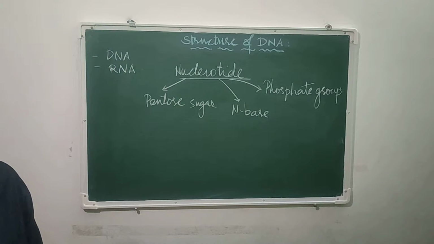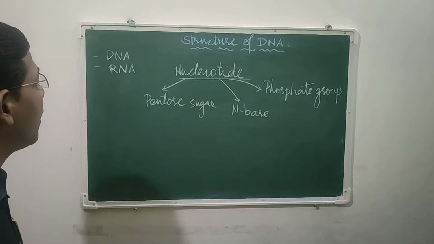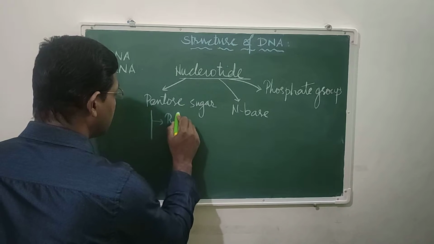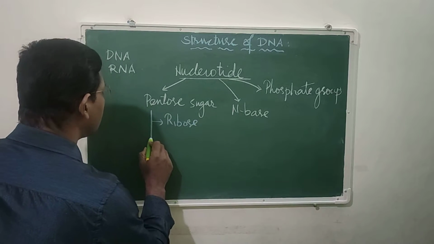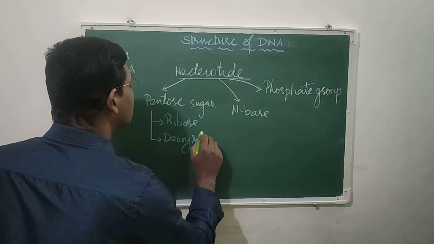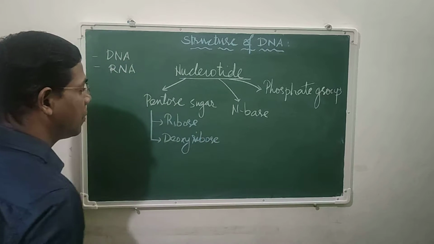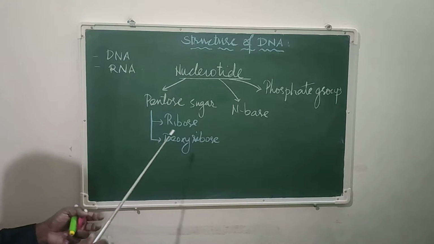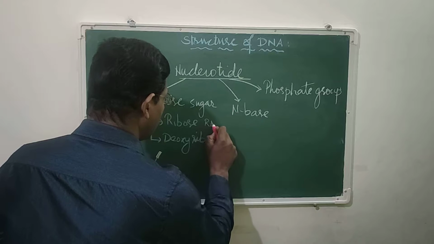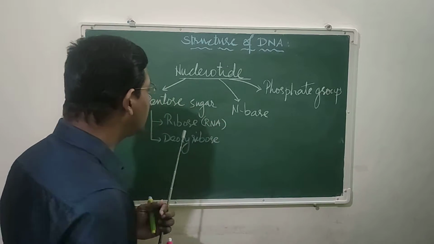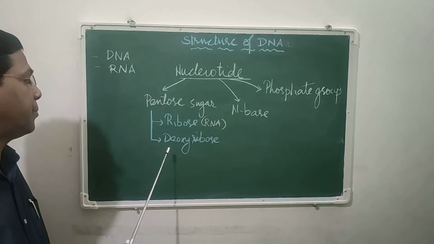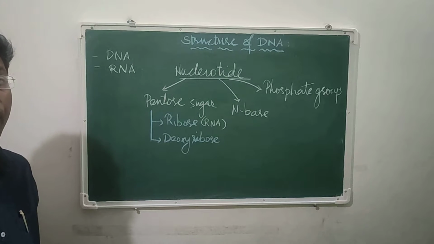The pentose sugars present in the nucleic acids, DNA or RNA, are mainly two: ribose or deoxyribose. Ribose is seen in RNA. The pentose sugar present in RNA is ribose, whereas the pentose sugar present in DNA is deoxyribose.